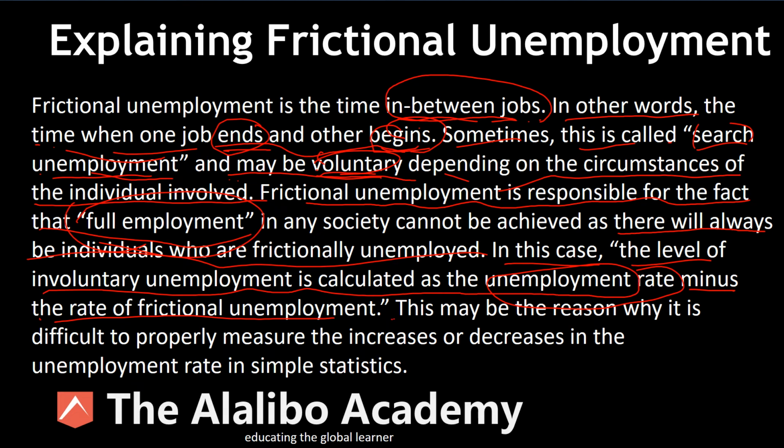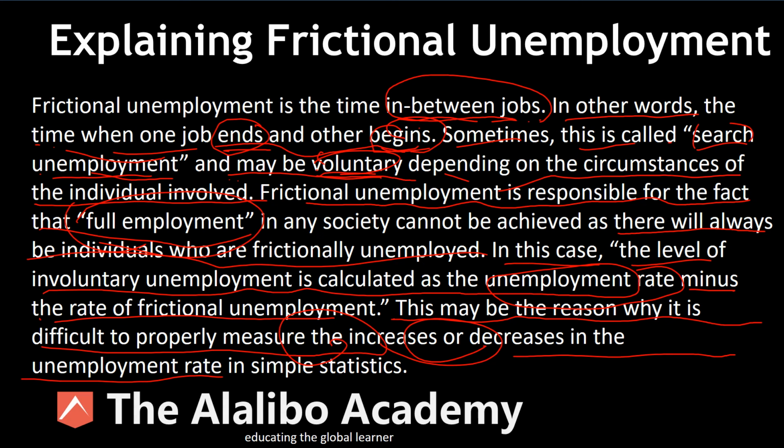It also says that this may be the reason why it is difficult to properly measure the increases or the decreases in the unemployment rate in simple statistics. So simple statistics simply says, just calculate the unemployment rate by looking at people who are unemployed, and we have a sense of the rate. But again, you have to account for frictional unemployment. If you don't, you will not have a proper and accurate statistic of those who are unemployed, right? Because those who are frictionally unemployed, they do have a job waiting for them, and they will not be unemployed for very long, and you have to take that into account.